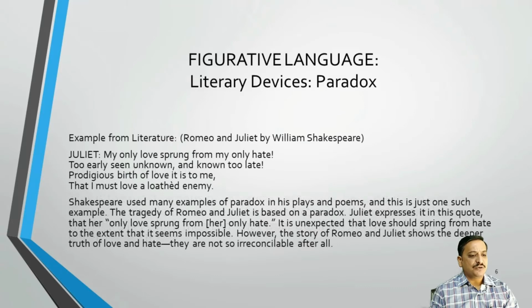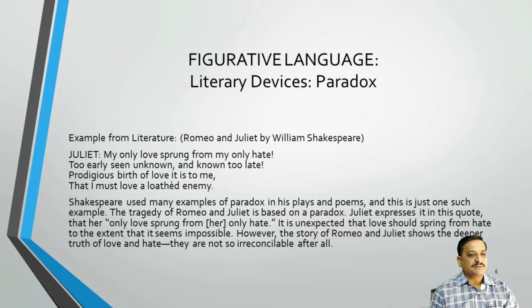And examples from literature would be, we have Romeo and Juliet by William Shakespeare, and from that play we have these lines. "My only love sprung from my only hate. Too early seen unknown, and known too late. Prodigious birth of love it is to me, that I must love a loathed enemy."